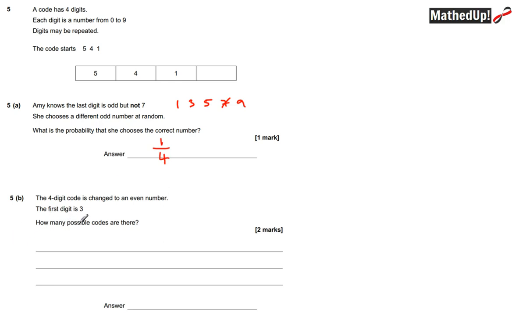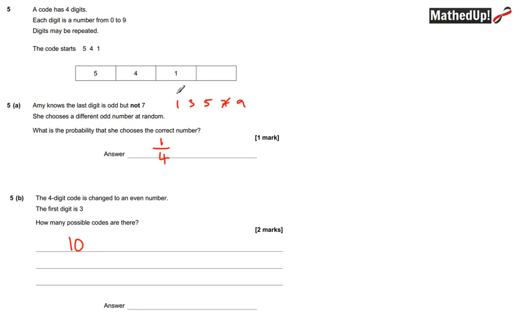Okay, part B says the 4-digit code is changed to an even number. The first digit is 3, and we want to know how many possible codes there are. So we know that the first number is 3. The second digit, well, that doesn't matter. That could be anything between 0 and 9. So there's going to be 10 choices for the second digit.